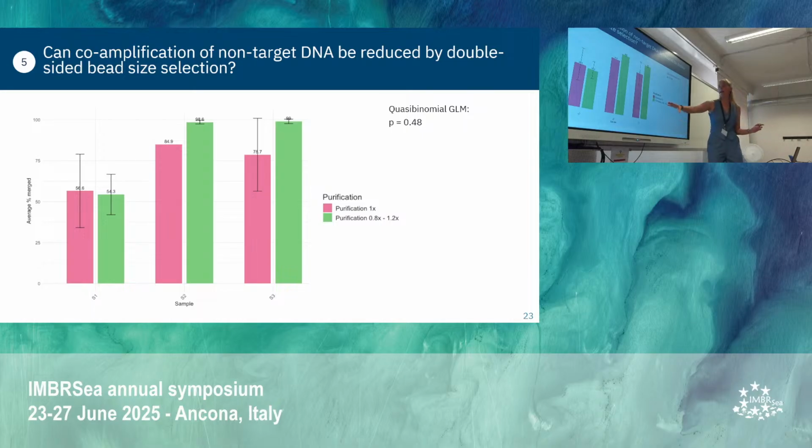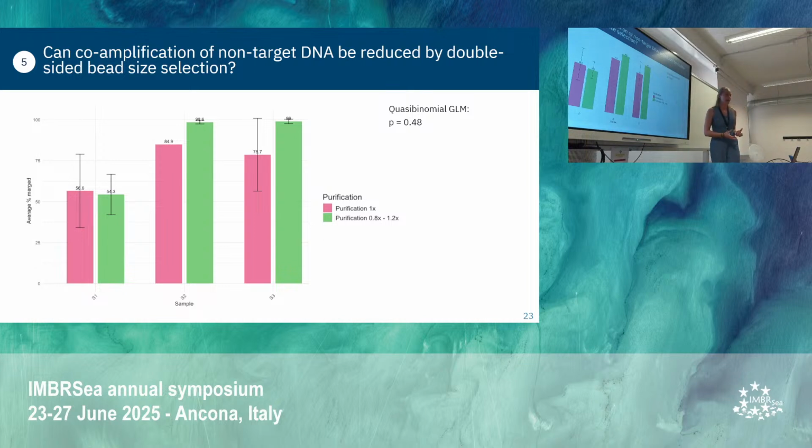So here you can see the 3 eDNA samples with the average proportion of reads that were assigned to 12S sequences. So with this optimized purification, we expected that a more effective removal of this larger 16S fragment would lead to a higher proportion of reads being assigned to your 12S sequence. But statistical analysis based on a quasi-binomial GLM, general linear model, showed that there's no significant difference between your 2 purification strategies. So yeah, you can see they almost gained the same proportion.